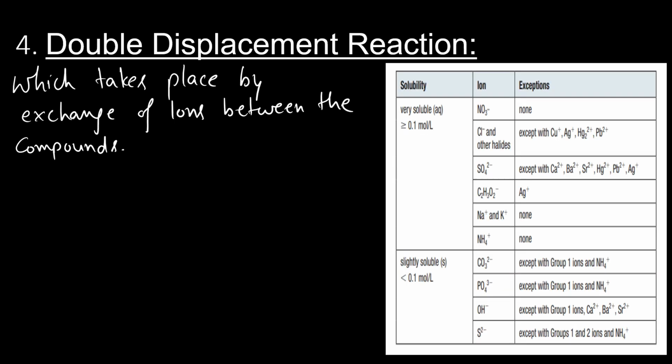Okay, let's talk about our fourth type, that is the double displacement reaction. What is a double displacement reaction? It's a reaction which takes place by the exchange of ions between the compounds. As we know, ions are of two types, cation and anion. So we can do this reaction either by exchange of cations or by exchange of anions.